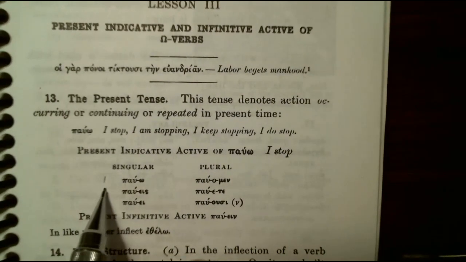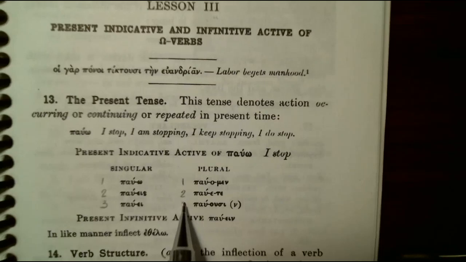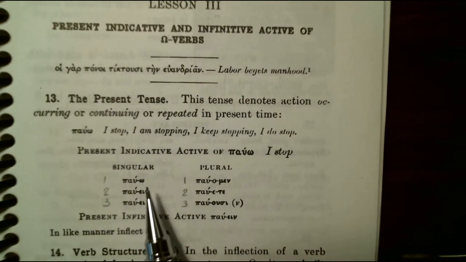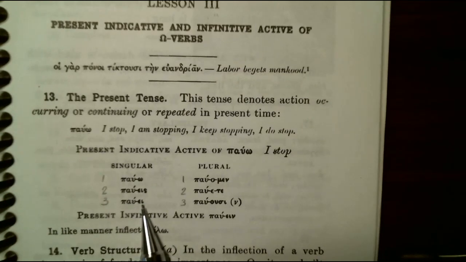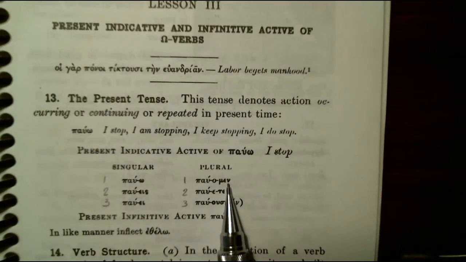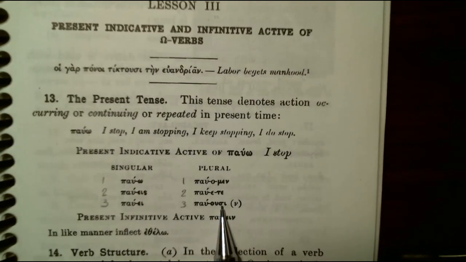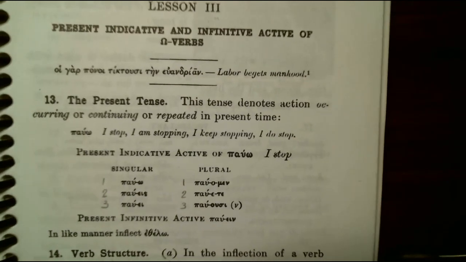All right, let me mark this up a little bit. So we have first person, second person, third person, first, second, third person. So we have I stop, you stop, singular. He, she, it stops. Okay, now we go over to plural. We stop, you all stop, they stop. All right? Okay, so let's talk about how these endings are formed.